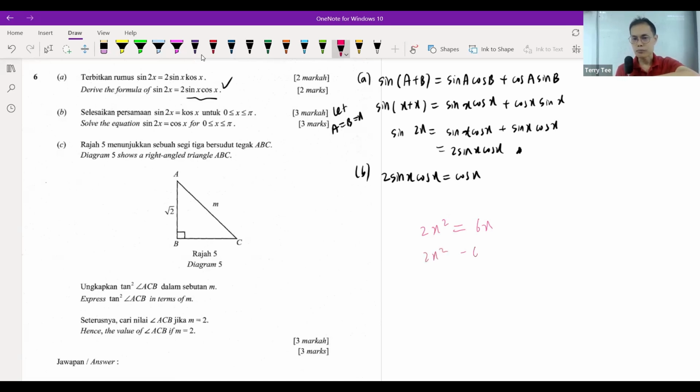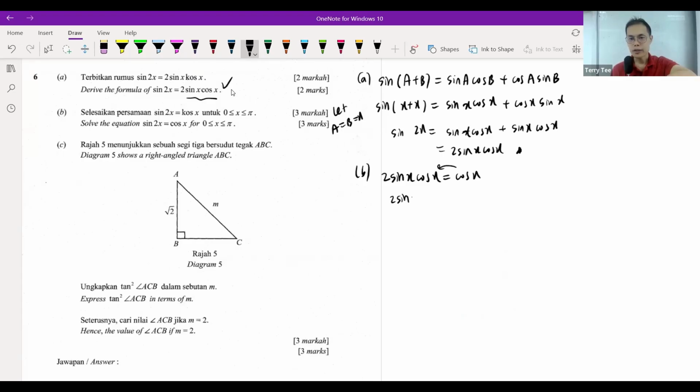We should bring the 6x to the left and take out common factor 2x: 2x(x minus 3). You notice there are two answers, x is 0 or 3. So this is the right way of doing it because your x can be 0. Now, in this case, your cos can be 0. So you can't just cancel the cos. So please bring your cos to the left-hand side.